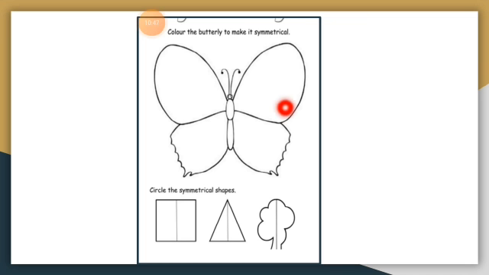Yes. Now on this one slide we have two parts. Your first part is color the butterfly to make it symmetrical. Okay, we will color this one butterfly to make it symmetrical. First we will draw the line of symmetry and then we will color it. And the second part is circle the symmetrical shapes. From these three shapes, whichever shapes are symmetrical, we will circle them. Okay, first we will do the first part.